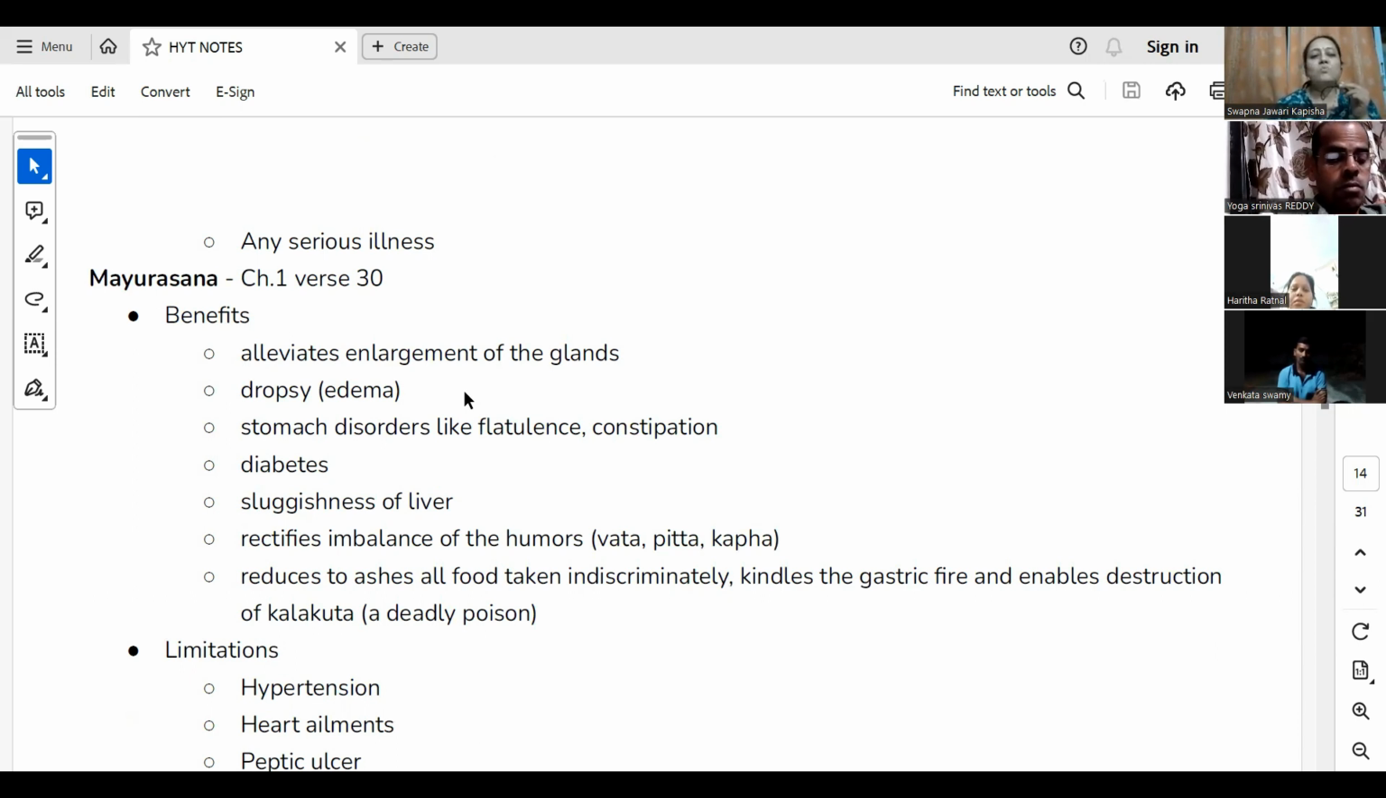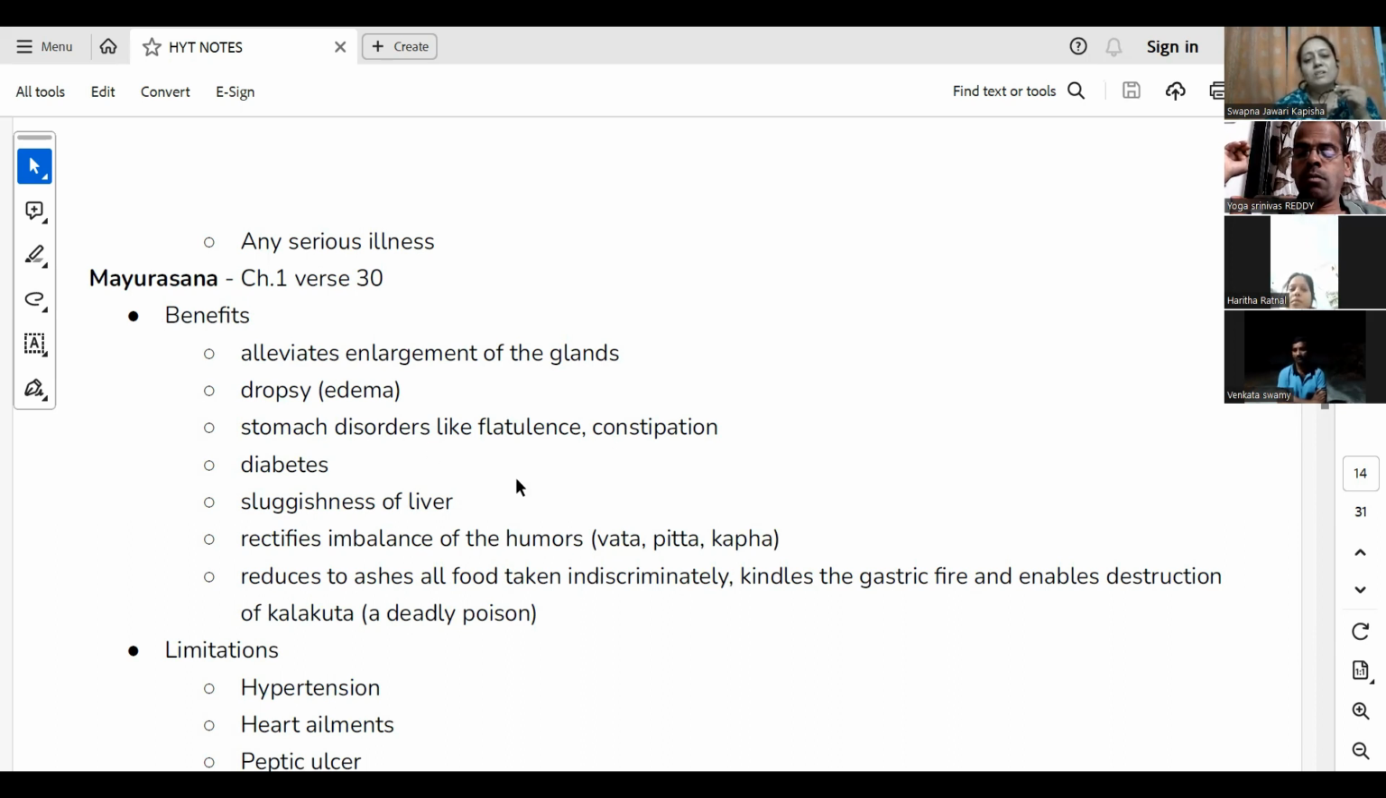Edema, that is water in your feet. So if you know these people who are pregnant, ladies in the 8th month and 9th month, their legs will be filled with water. Entire body, if you see, it will look inflamed. The whole body looks like it is filled with water. That condition is called edema. So to decrease edema, we can use Mayurasana.